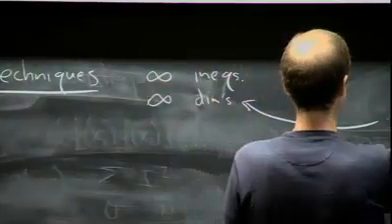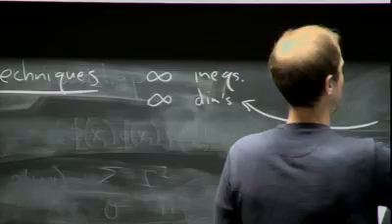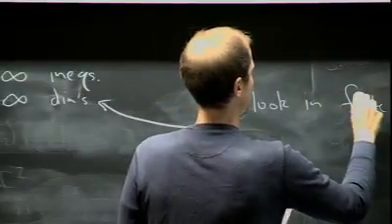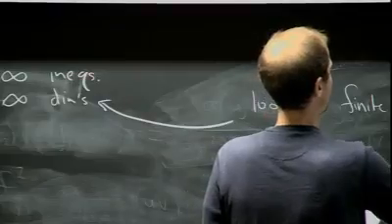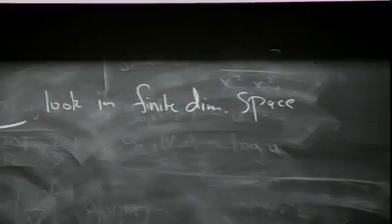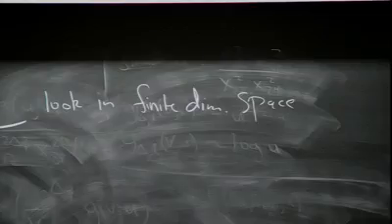You just look in a finite dimensional space of functionals. So if you look in a small dimensional space, you'll get some bounds. They may not be the best bounds. If you look in a larger dimensional space, you could get better bounds. And eventually, you want to take the dimension of the space you look in as big as possible, and then you'll get the best possible bounds.